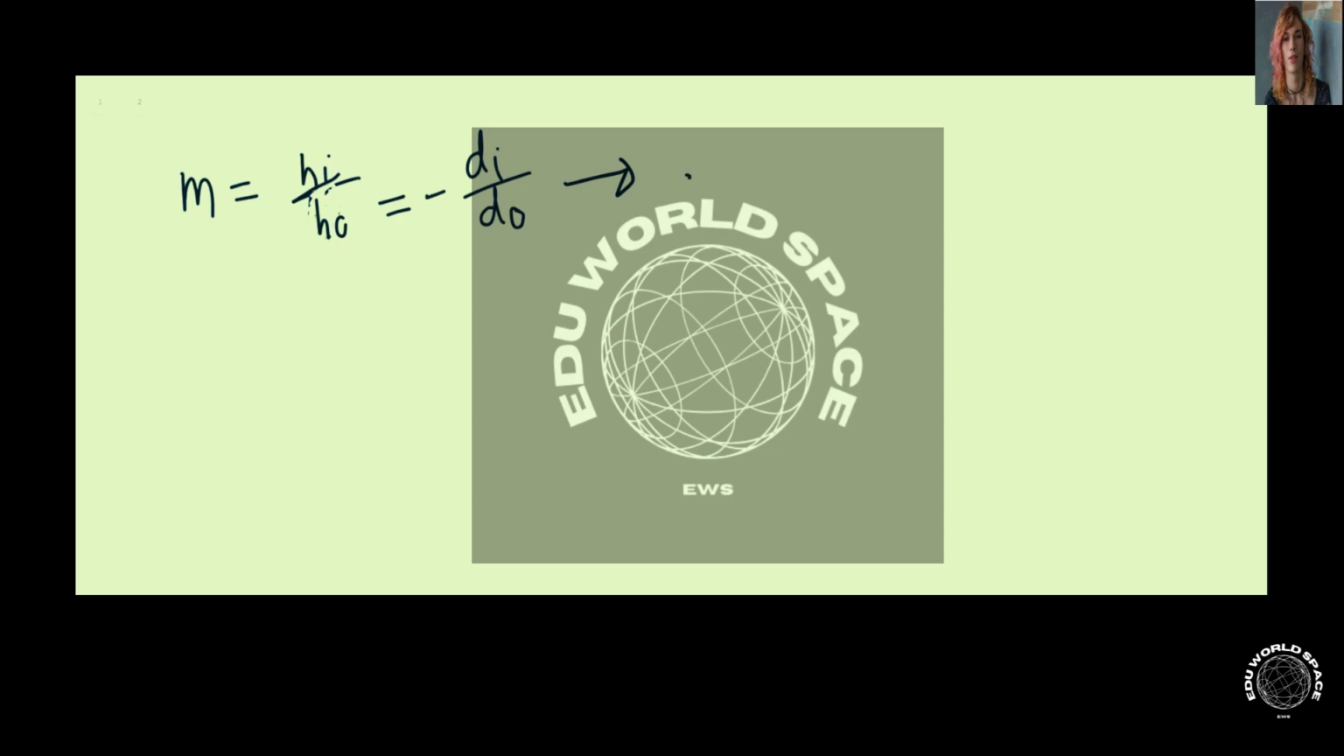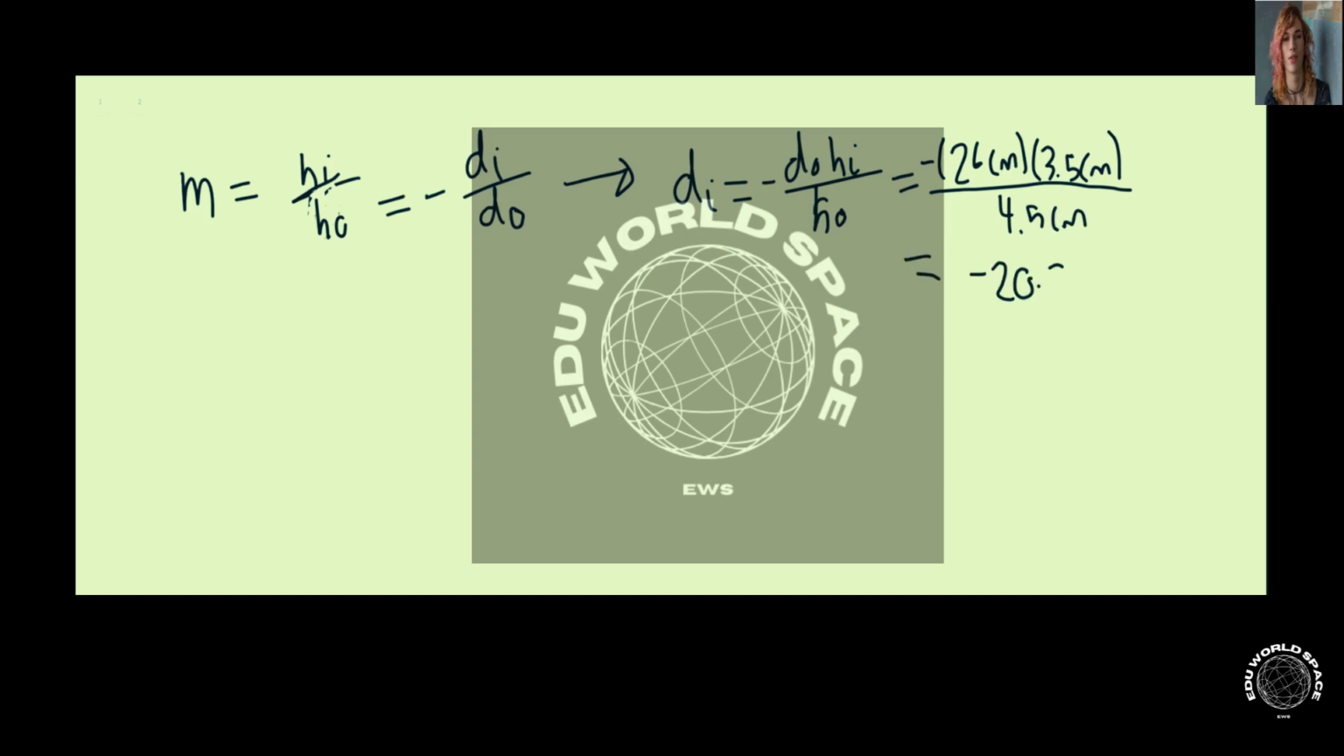We can solve for the image distance, which is simply d naught times hi over ho. We know everything, so we can calculate this as, negative sign, of course. So we have a negative 26 centimeters times 3.5 centimeters all over 4.5 centimeters. These are all given, which will come out to be negative 20.2 centimeters. So that's one result. That's the result for B.